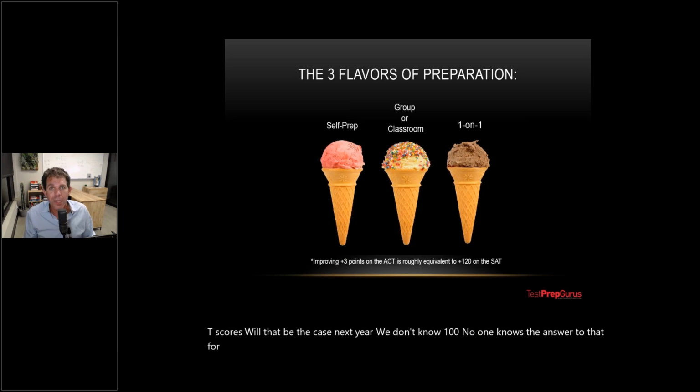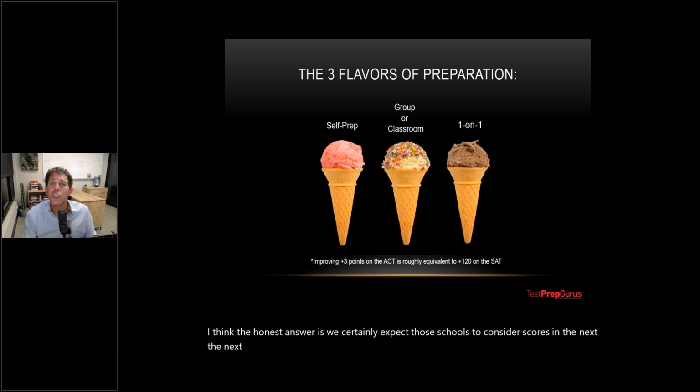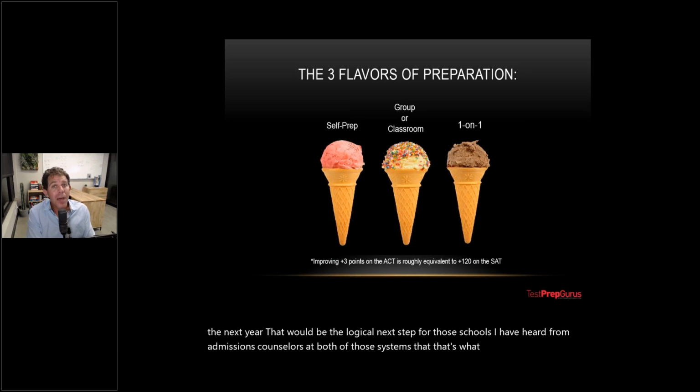There are plenty of people who will say they have the inside scoop and know for certain one way or the other. I think the honest answer is we certainly expect those schools to consider scores in the next year. That would be the logical next step for those schools. I have heard from admissions counselors at both of those systems that that's what they anticipate, but these decisions are made by very complicated political organizations, and so we will see when it comes to those two particular systems.